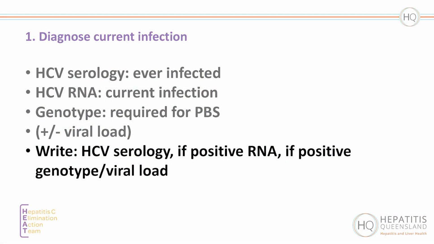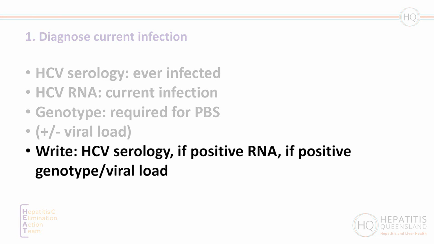When you write the pathology form, in order to get all of these results in a single hit, rather than asking the patient to go and get multiple blood tests, you can write hepatitis C serology. If positive, RNA. If positive, genotype and viral load. And all of those tests will be done on a single specimen.